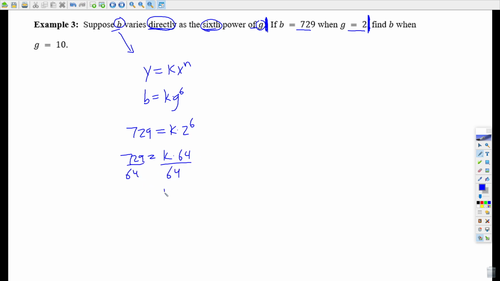So a different K value than last time. Do 729 divided by 64. I'll round to probably just 1 decimal in this case. It comes out to be 11.39, so I'm going to round it to 11.4.